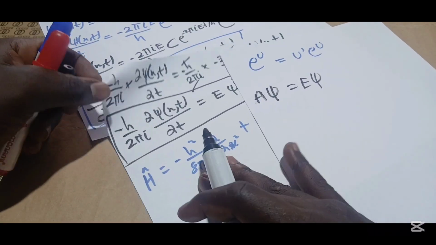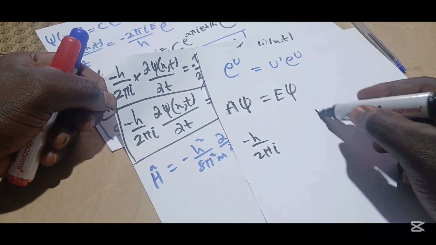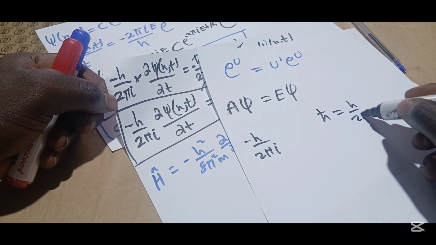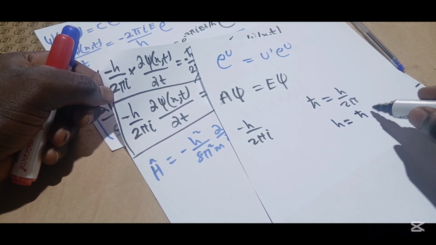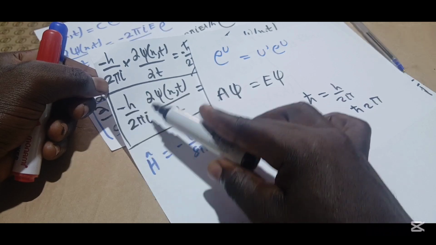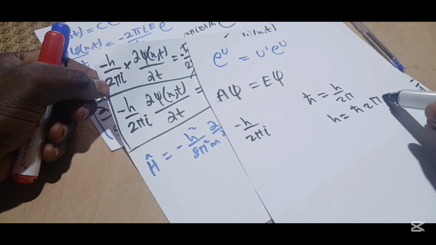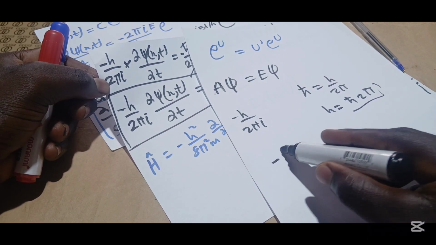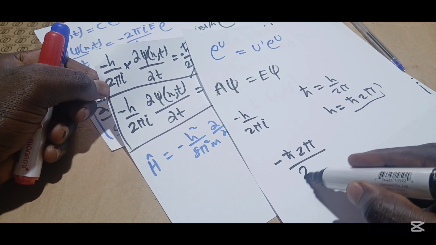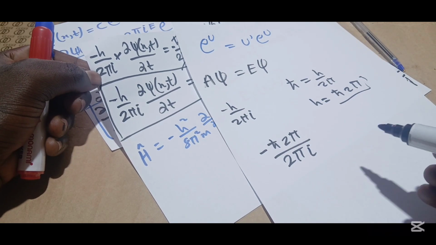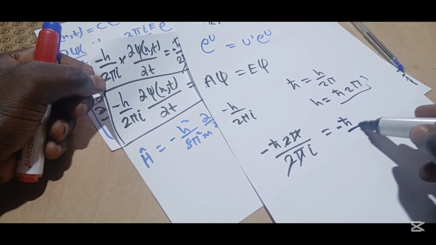I mean to say, here we have the energy operator to be minus h over 2 pi i, right? And we know the relation of h cross to be equal to h over 2 pi. So making h the subject here, we get h equal to h cross times 2 pi. So you can turn this whole term into h cross. Wherever we see h here, we will substitute this term. So it is going to give us minus h cross 2 pi here, all divided by 2 pi i. So at the end, 2 is going to take care of 2, pi is going to take care of pi, and we get minus h cross all over i.